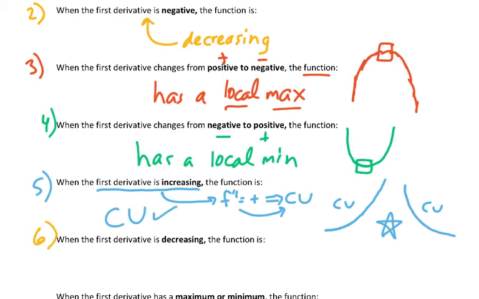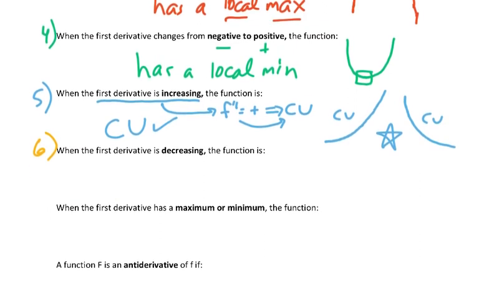Number 6, when the first derivative is decreasing, it's going to be concave down because it's the opposite of number 5. But again, watch these arrows. If the first derivative is decreasing, then the second derivative is negative. If the second derivative is negative and it determines concavity, a negative second derivative means the graph is concave down.